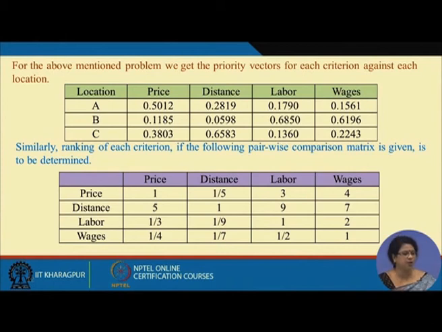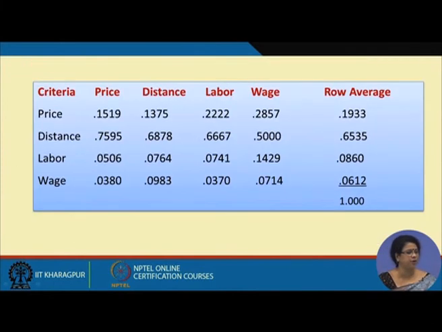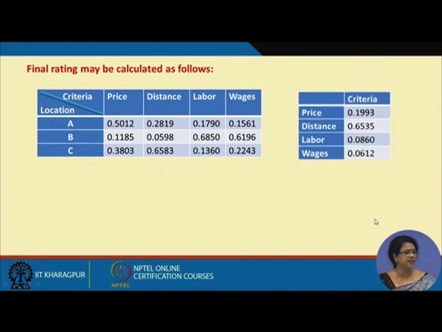Now, if this is so, then we can have another matrix for price, distance, labor and wage. This is the priority vector. That means we are doing some kind of normalization so that the sum is 1. If I put it all together, this is the situation for us: criteria on one side, and on the other side the locations, with respect to location, individually. Now, this is the process, the analytical hierarchy process.